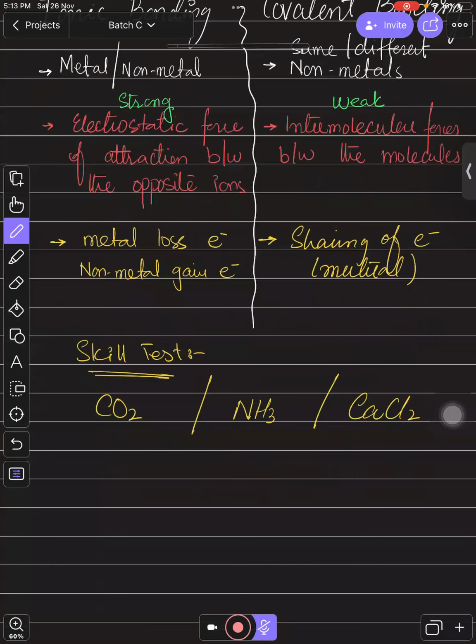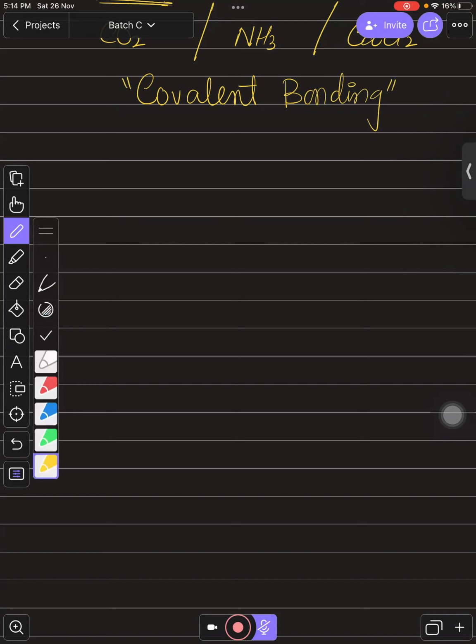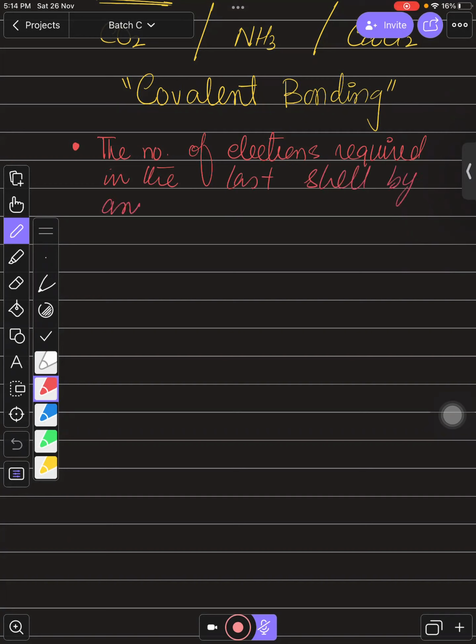चले आगे चलते हैं. अब हम बात करते हैं covalent bonding की. अब अगर आप covalent bonding की बात करते हो, तो covalent bonding में बच्चों आपने क्या करना है? सबसे पहले आपने ये बात याद रखनी है. The first very important point that you need to remember, you need to make a note for this. The number of electrons required in the last shell by any non-metal is actually the number of electrons shared, right? So whatever the number of electrons required by any non-metal to complete its duplet or octet, it is always the number of electrons shared, ठीक है?